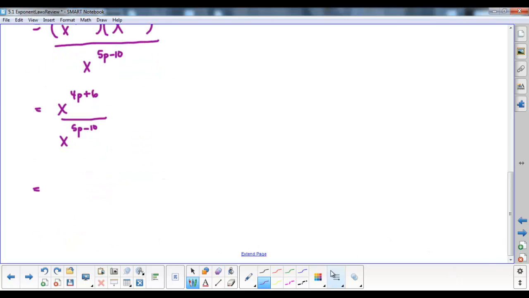So we are subtracting because we are dividing with the same base. So I'll keep the x. Now 4p take away 5p gives us negative p, and then 6 take away negative 10 actually gives us positive 16. And that would be our final answer.